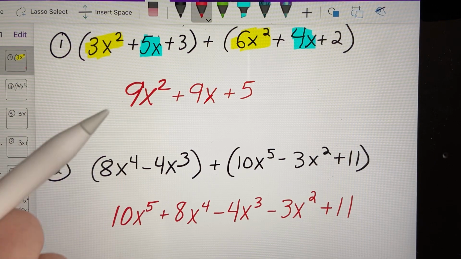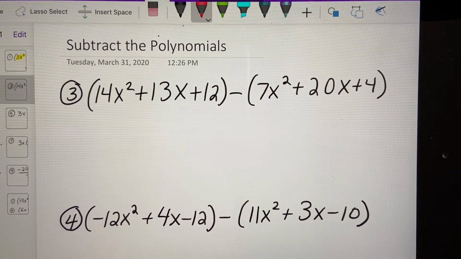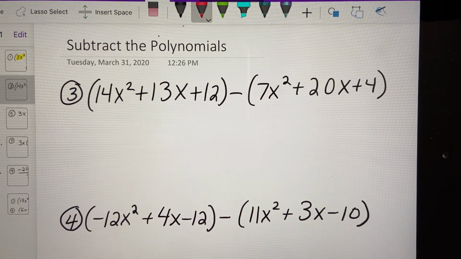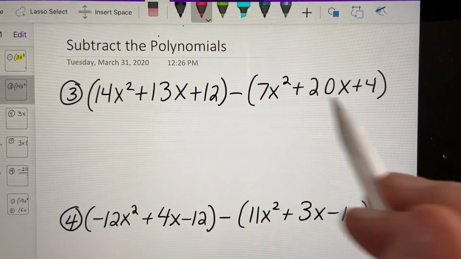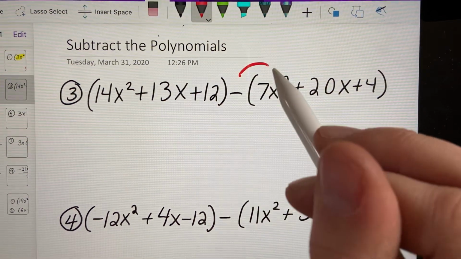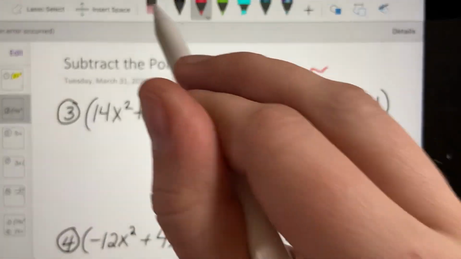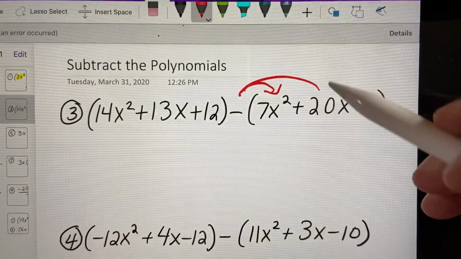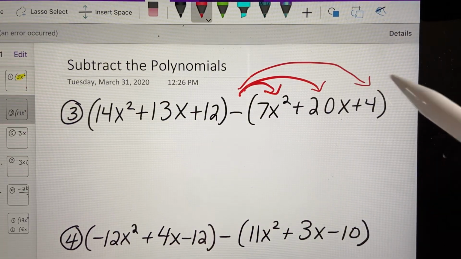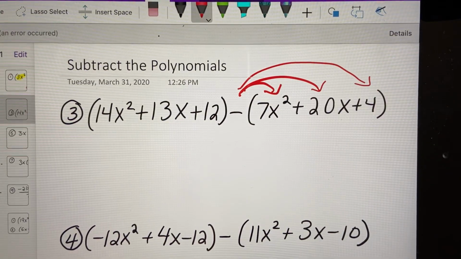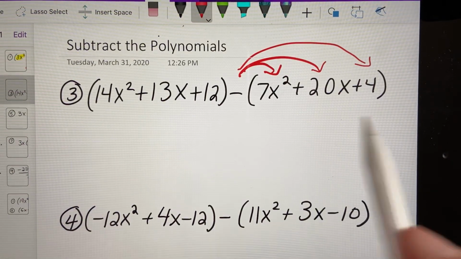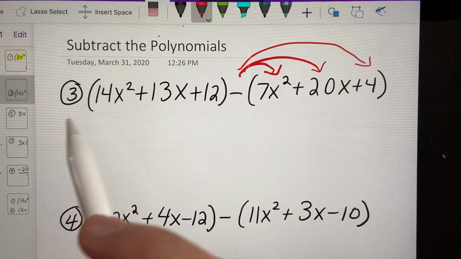Now let's do a subtraction problem. When you're subtracting polynomials, you follow the same rules and guidelines as you would for adding, meaning you can only subtract like terms. And I want to make sure that I'm subtracting everything in this second polynomial. It's almost like you're distributing this negative sign. So you can draw some arrows to show that we are subtracting everything there. That way we don't accidentally not subtract something. The arrows help me to remember to subtract.